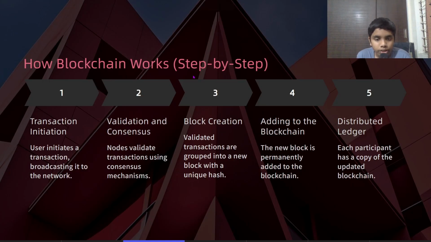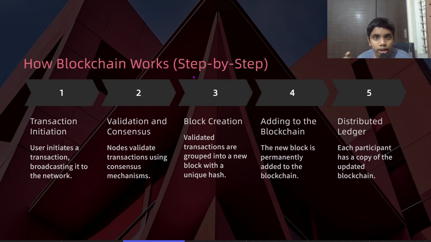This transaction is put into a block, and that block gets a new hash code. Hash codes are like unique codes for each block, so it can be different from other blocks.